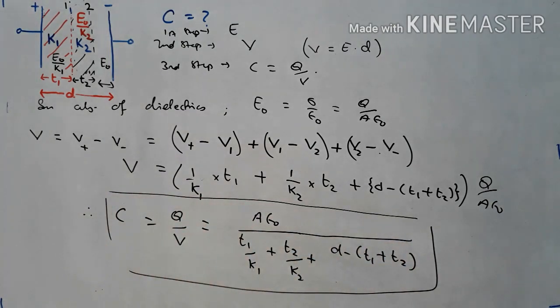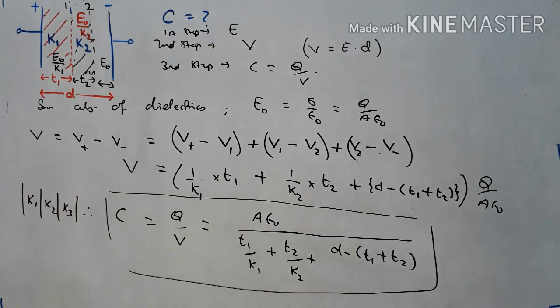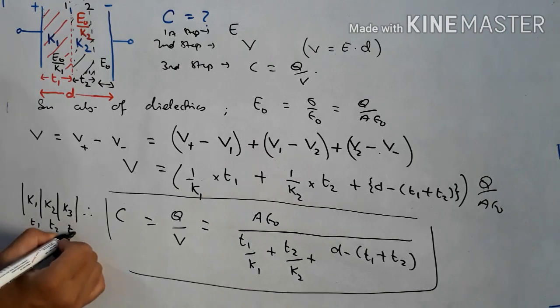How do we remember this? Let me make it very easy for you to remember. Whatever capacitor is given, this part has dielectric constant K1, this part has dielectric constant K2, and this was having vacuum. Suppose it is not vacuum, it is K3 also. Let me make it more general. And let the thickness be T1, T2 and T3.